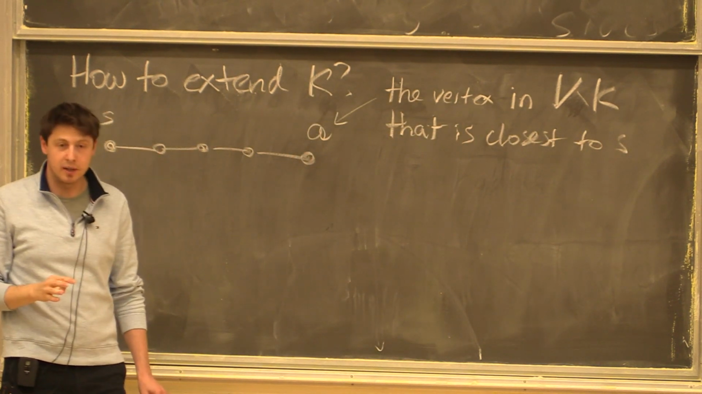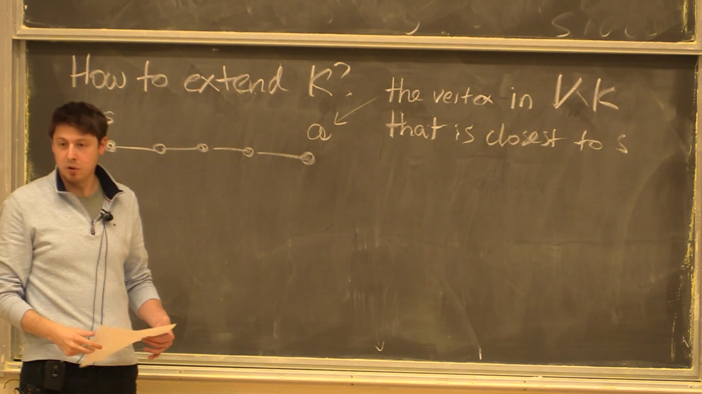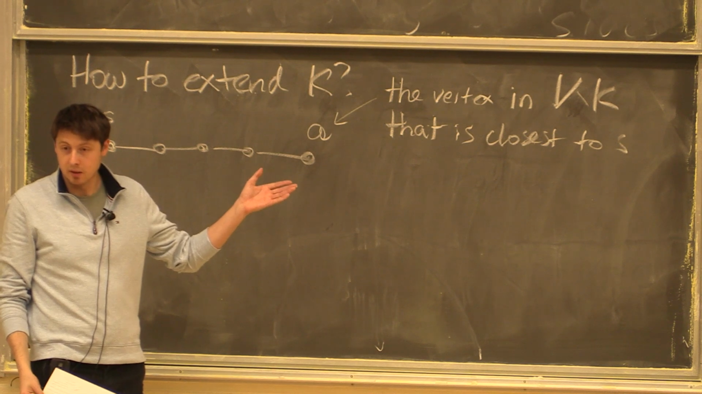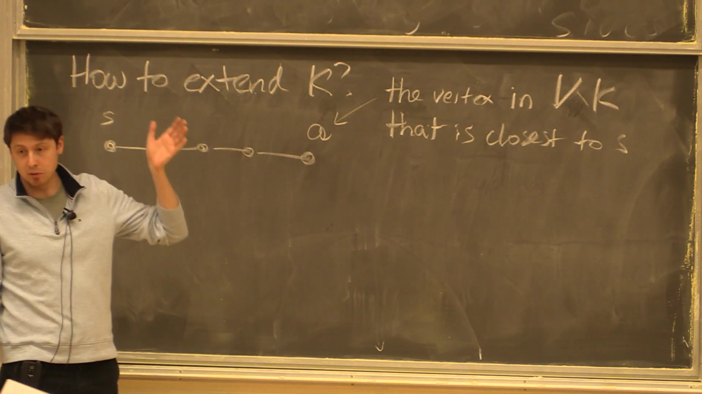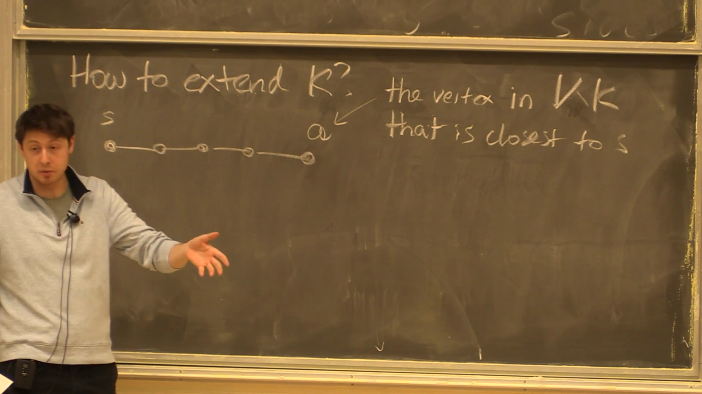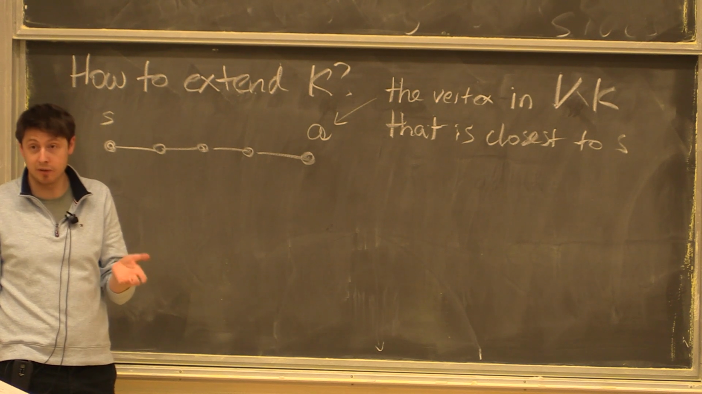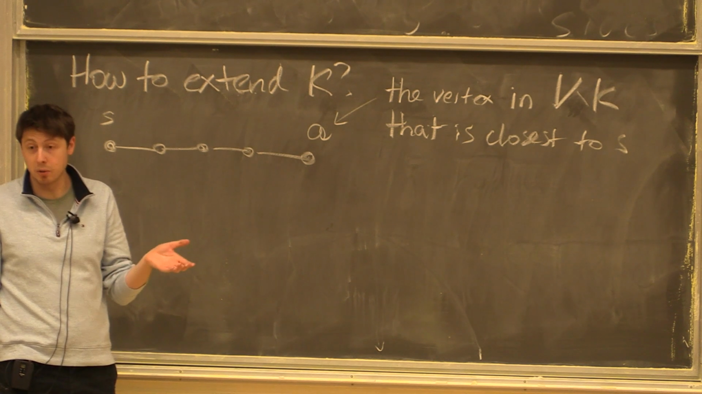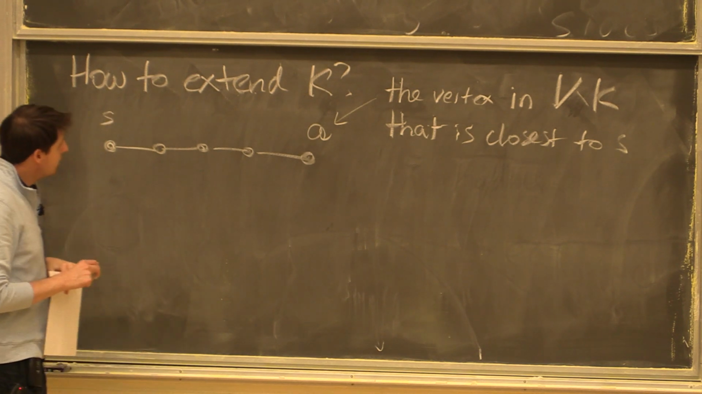We're just reasoning right now. I don't have shortest paths yet. So I actually don't know who this guy is. But you will agree with me that, provided that K is not equal to V yet, we have some vertices outside, right? All of them have a distance that is well defined to S. One of them will be closest. Okay? Fine.